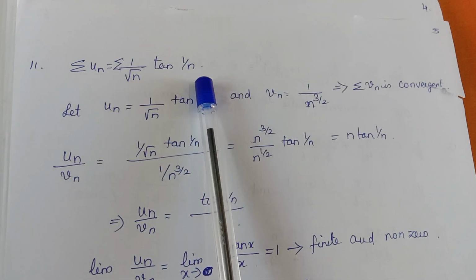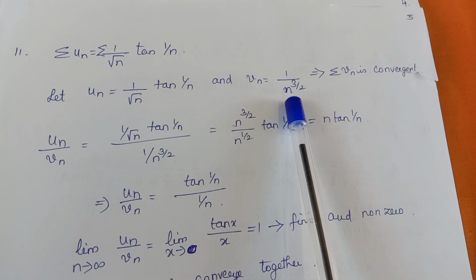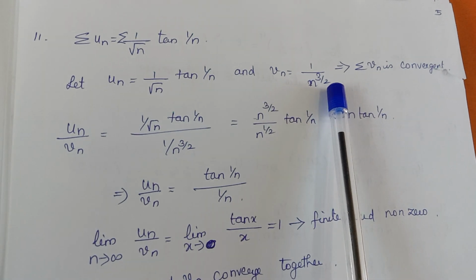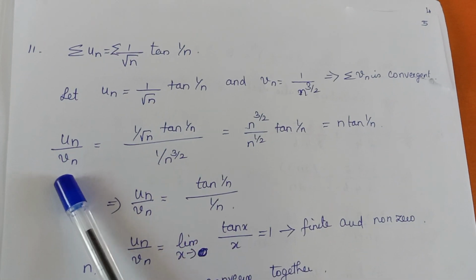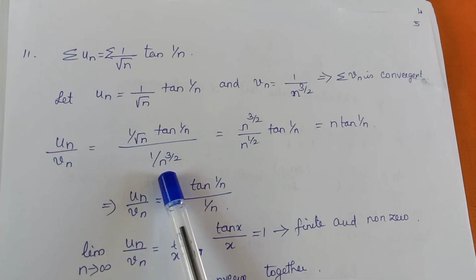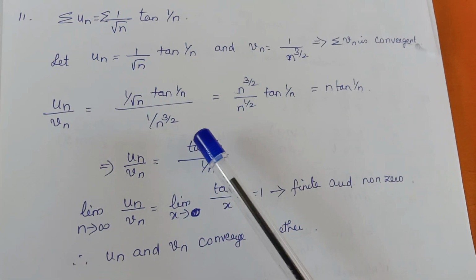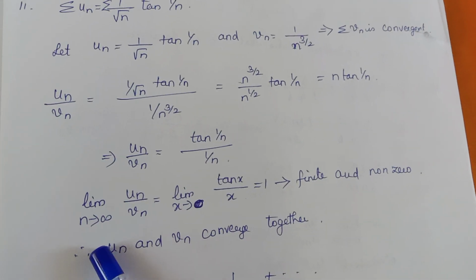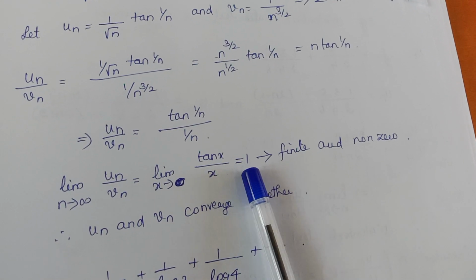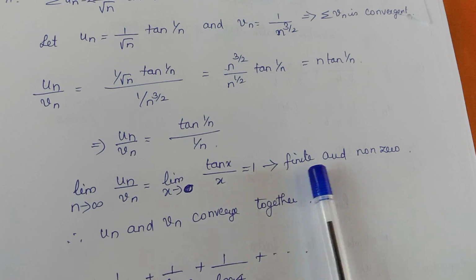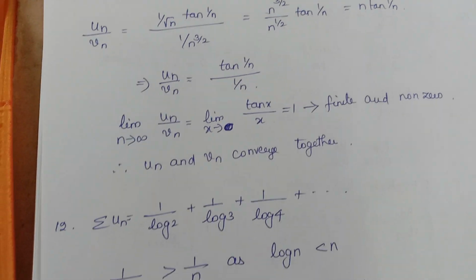Sigma 1 by root n tan 1 by n. Now, this is the given series. Now, let me take Vn equal to 1 by n power 3 by 2. 3 by 2 means what? 1.5. Therefore, this is a convergent series. Now, what is un by Vn? 1 by root n tan 1 by n by 1 by n power 3 by 2. So simply I get n tan 1 by n. This can be rewritten as tan 1 by n by 1 by n. So as n tends to infinity, this one tends to 1. As like in the sine problem, this tends to 1, which is finite and non-zero quantity. Therefore un and Vn converge or diverge together. But we know Vn is convergent. Therefore un is also a convergent one.